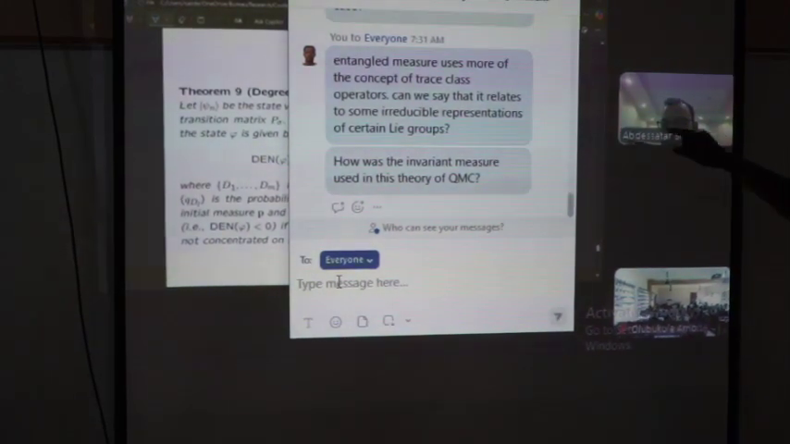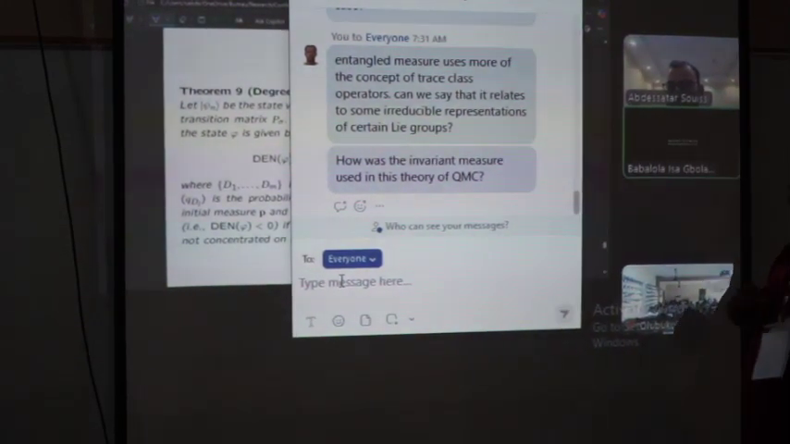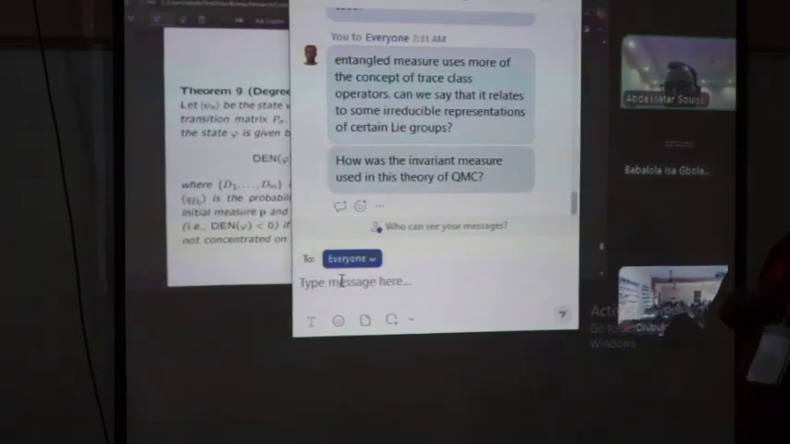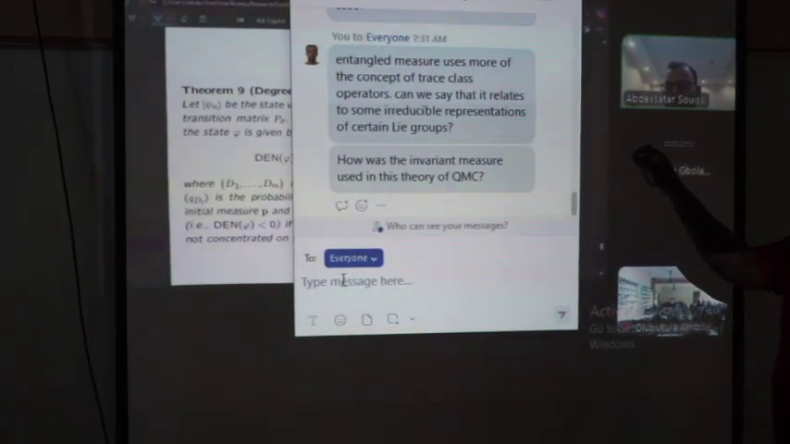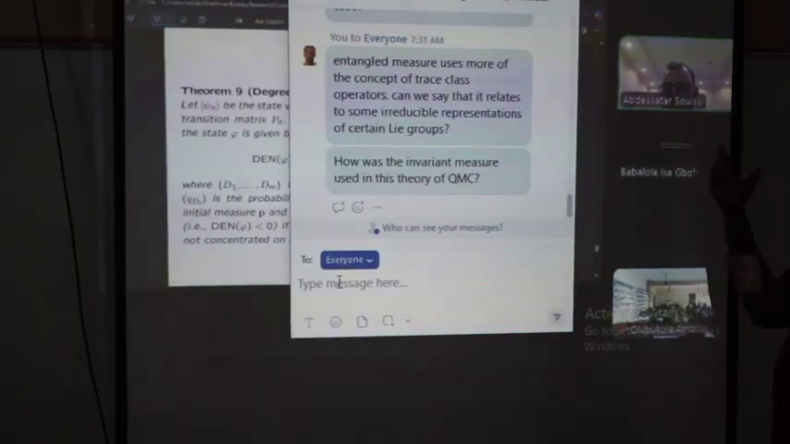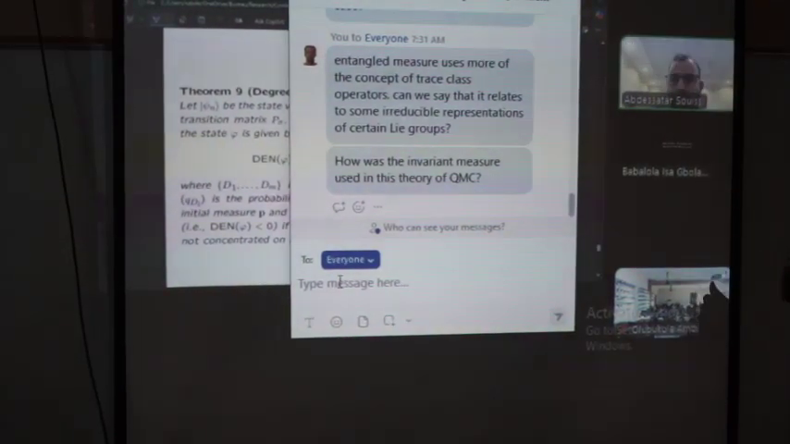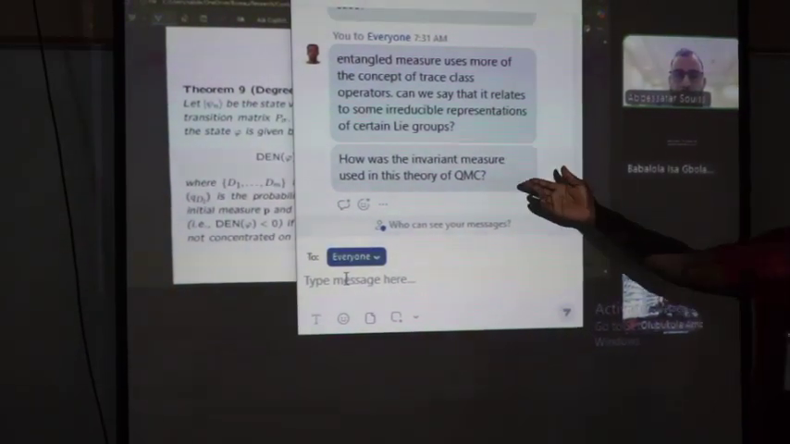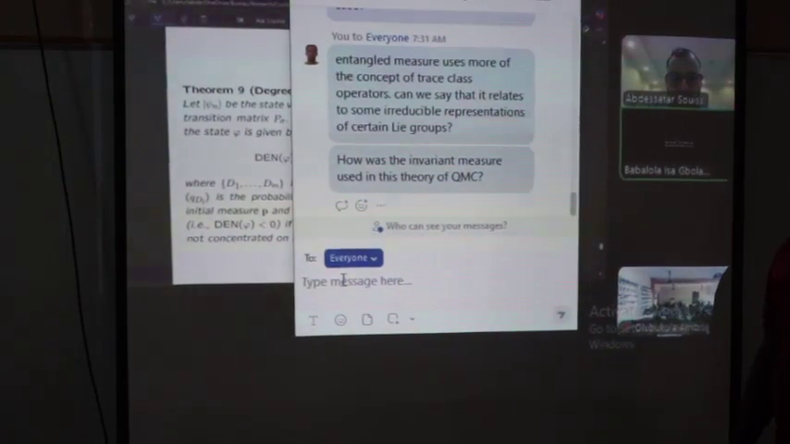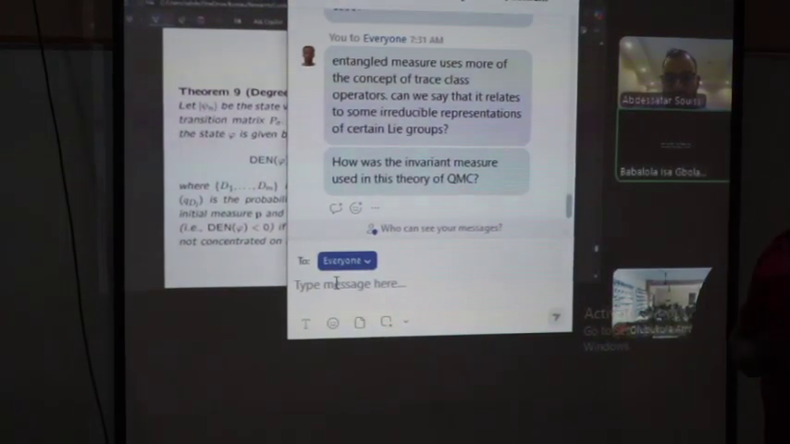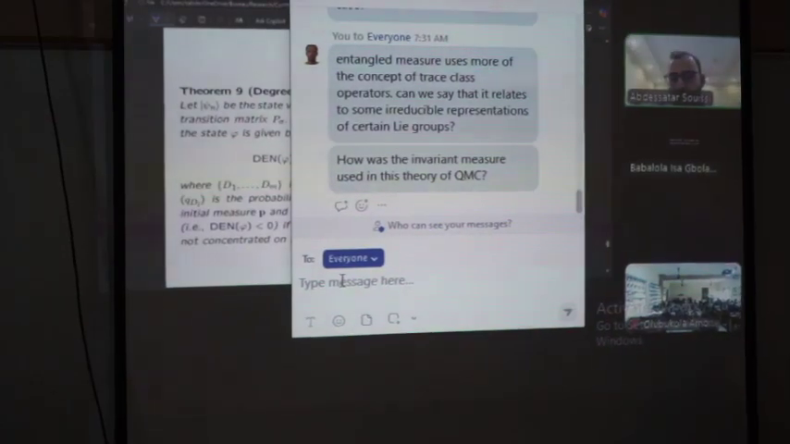The question is that the entangled measure uses more of the concept of trace class operators. Can we say that it relates to some theories of certain liquids, that is, according to the section on quantum Markov chains? Then we also have another question: how was the invariant measure used in this theory of quantum Markov chains?